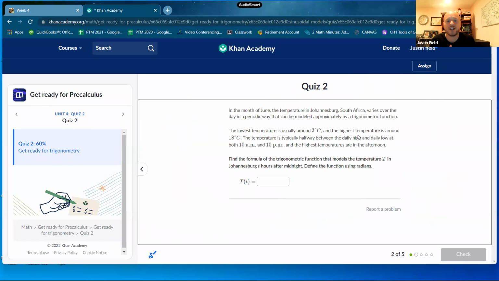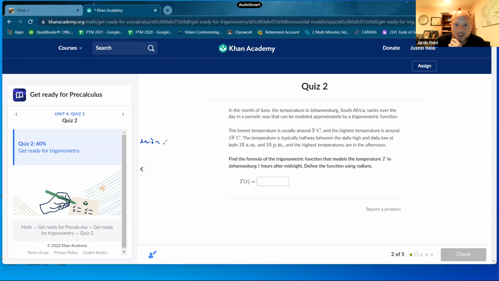Okay. So now let's go on to the word problems. All right. We can do this. It's not going to be pretty, but we're going to do it. In the month of June, the temperature in Johannesburg, South Africa, varies over the day in a periodic way that can be modeled approximately by a trigonometric function. The lowest temperature, all right, giving me a minimum here. This is not for the Algebra 1 student, let me tell you that. The lowest temperature, around 3 degrees Celsius.